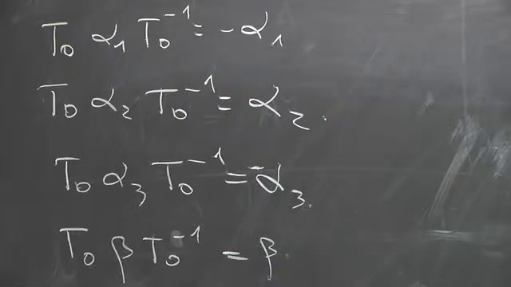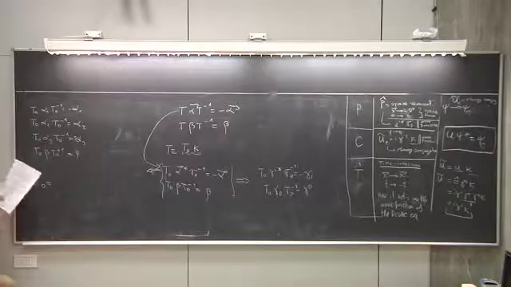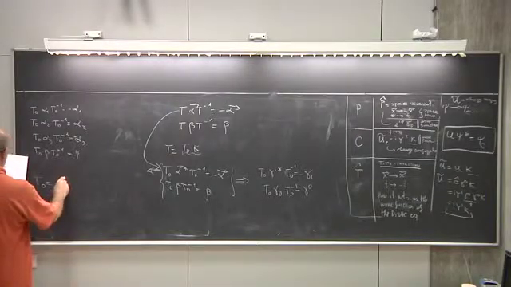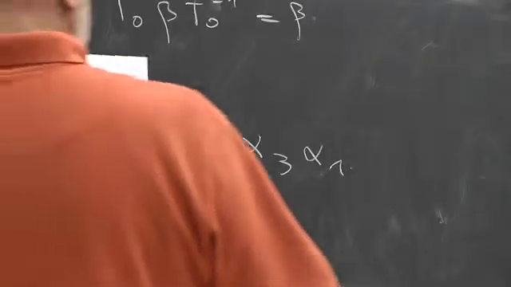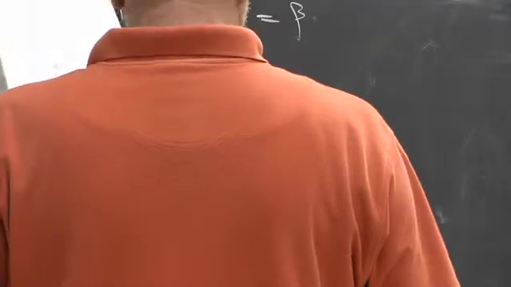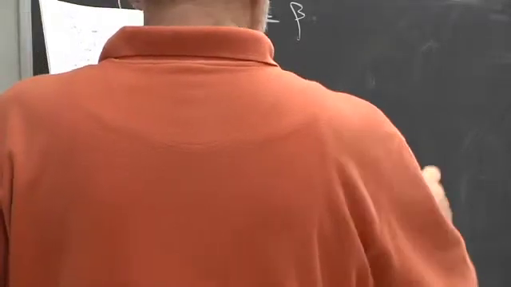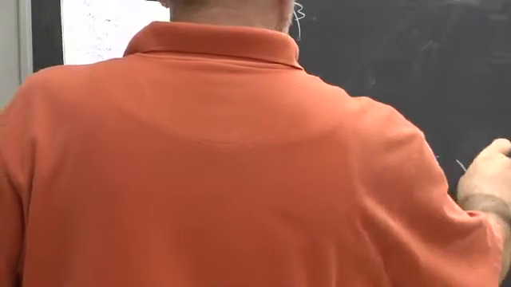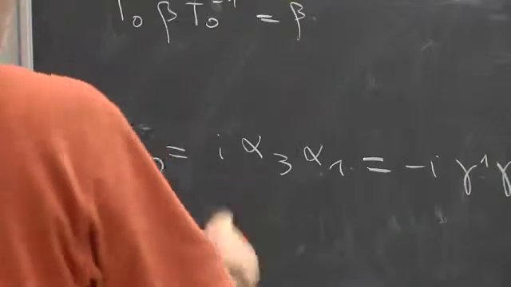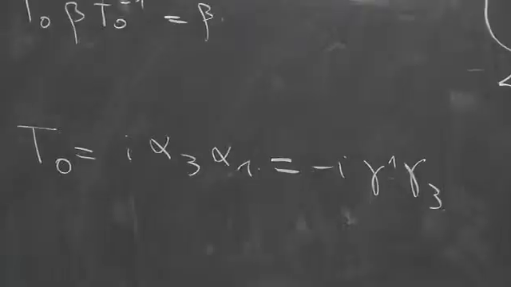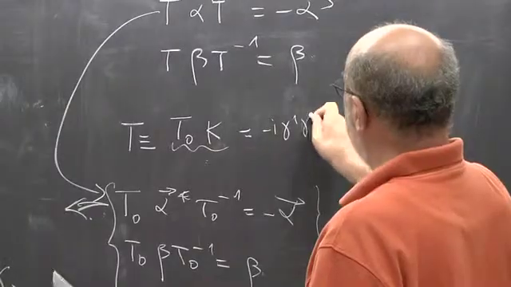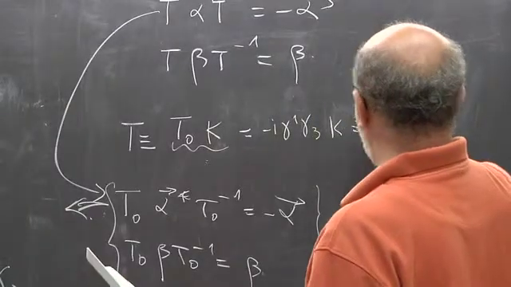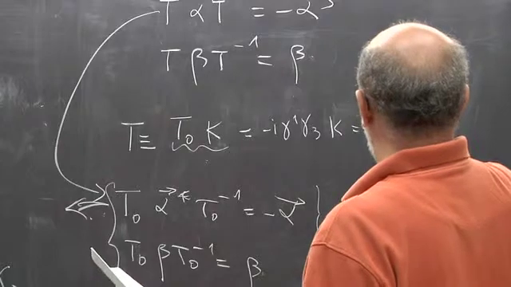Then I can show to you, at least we will verify next time, that T0 is alpha 3 times alpha 1. If you want to use the gamma matrices instead of the alpha, then it is minus i gamma 1 gamma 3. So this is T0. So let's get back here. T is T0, and we know i gamma 1 gamma 3 times the complex conjugation, or plus i gamma 3 gamma 1 K.